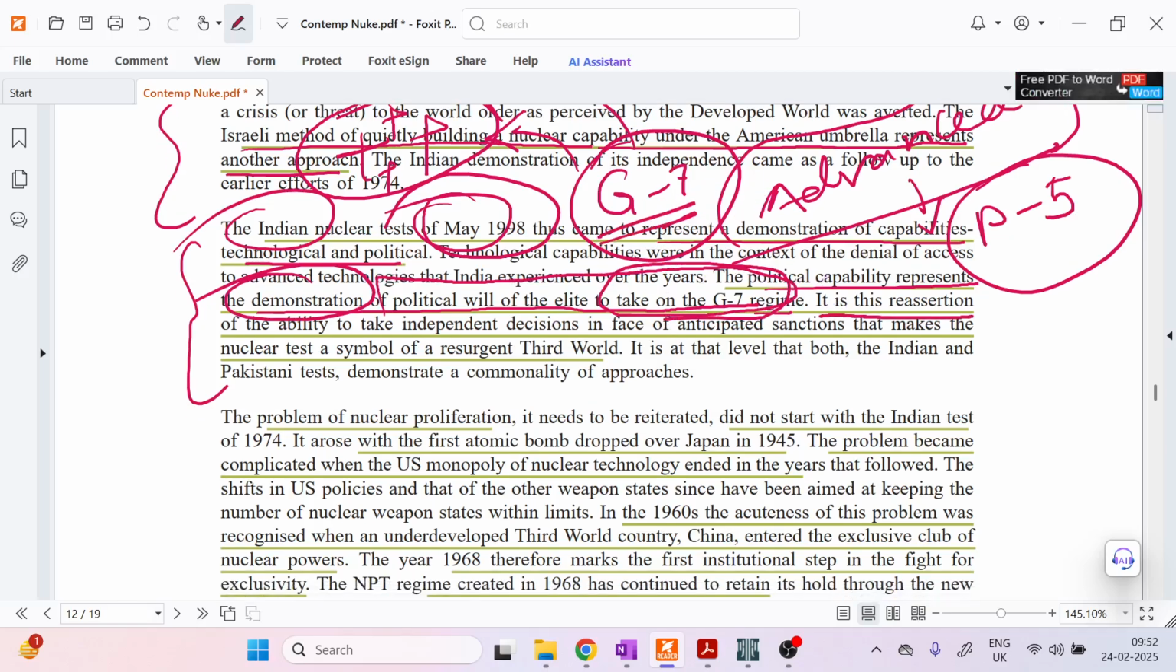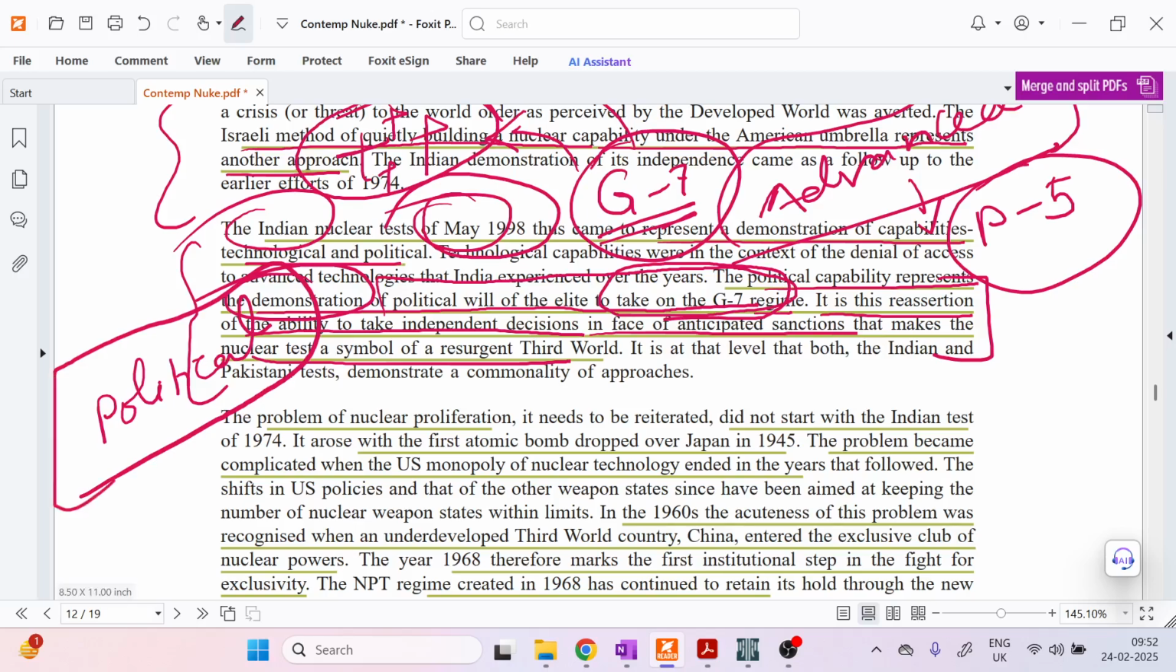So it is this reassertion of the ability to take independent decisions in the face of anticipated sanctions that makes the nuclear test a symbol of a resurgent third world. So this 1998 test was also a political symbol of defiance of the third world, who knew that sanctions would follow and that they would be opposed by the advanced and developed economies of the world.